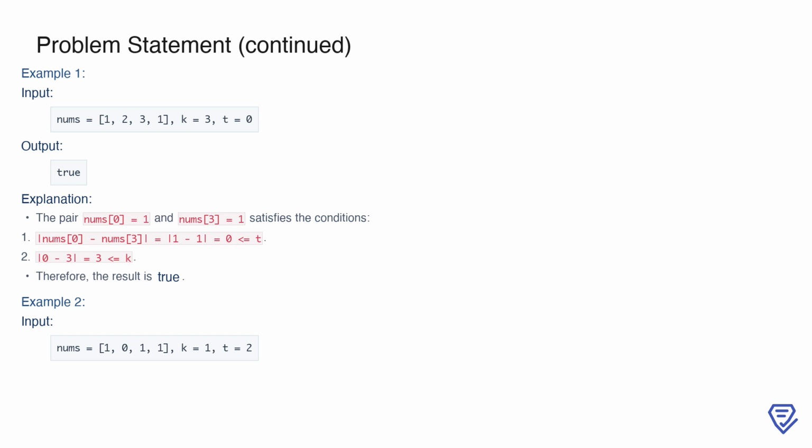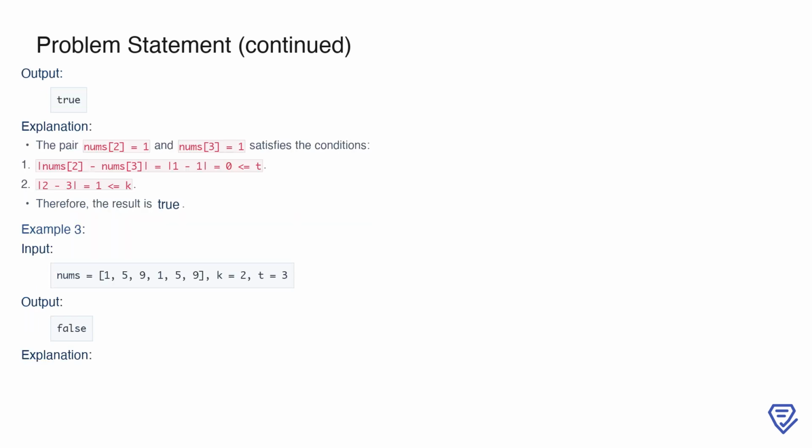Now let's look at another example. In the second example, nums is [1, 0, 1, 1], k is 1, and t is 2. The output is again true. Here, the pair nums[2] equals 1 and nums[3] equals 1 satisfies the conditions. The absolute difference between the values is |1 - 1| equals 0, which is less than or equal to t. The absolute difference between their indices is |2 - 3| equals 1, which is less than or equal to k. Therefore, this pair meets the criteria, and the result is true.